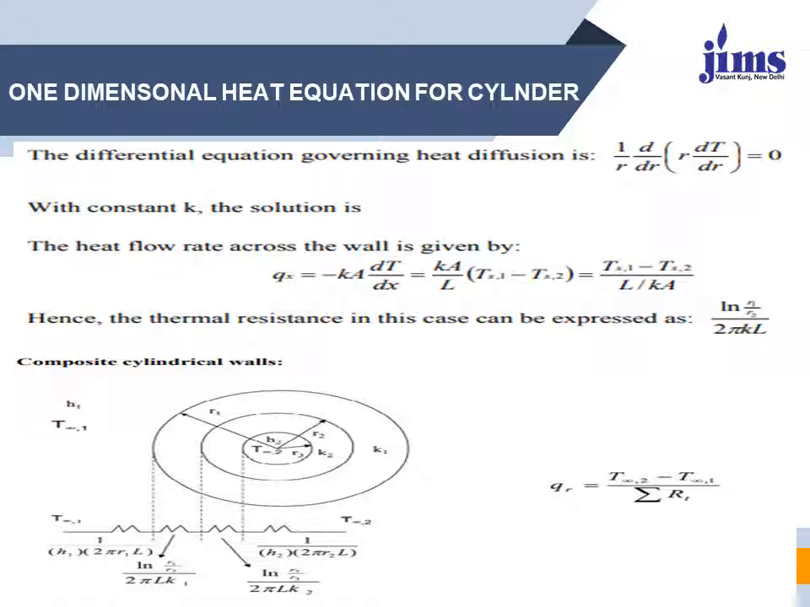In that case the thermal resistance of the cylindrical wall is equal to R1 plus R2, where R1 is the thermal resistance of the first layer and R2 is the thermal resistance of the second layer. R1 is ln(R1/R2) divided by 2 pi K1 L, and the thermal resistance of the second cylinder layer is ln(R2/R3) divided by 2 pi L K2. K1 and K2 are the thermal conductivities of the wall materials.